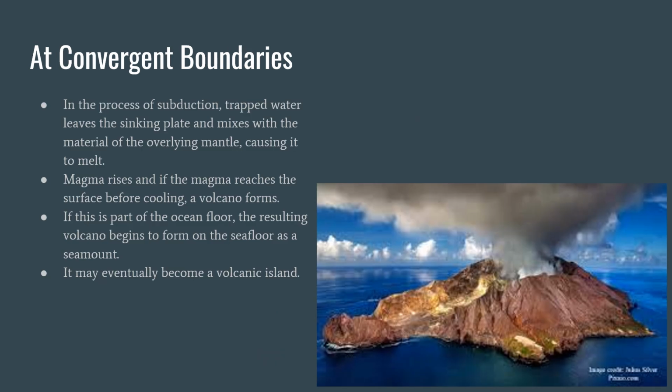At convergent boundaries, in the process of subduction, trapped water leaves the sinking plate and mixes with the material of the overlying mantle, causing it to melt. Magma rises, and if the magma reaches the surface before cooling, a volcano forms. If this is part of the ocean floor, the resulting volcano begins to form on the seafloor as a seamount. It may eventually become a volcanic island.